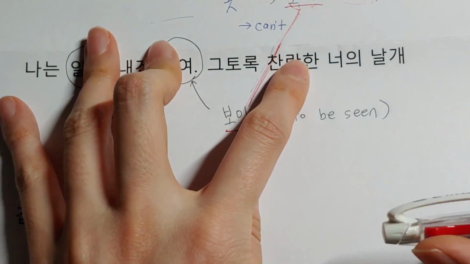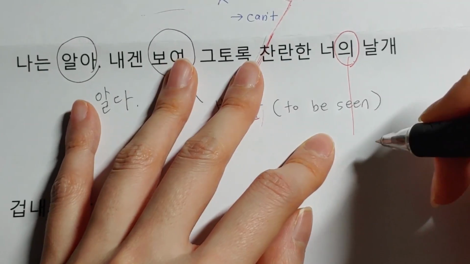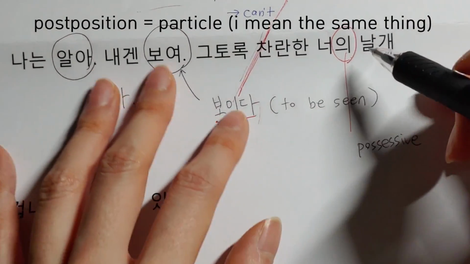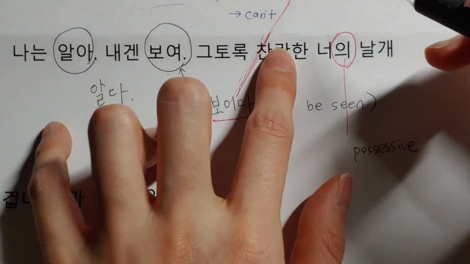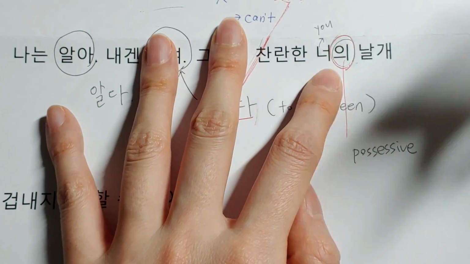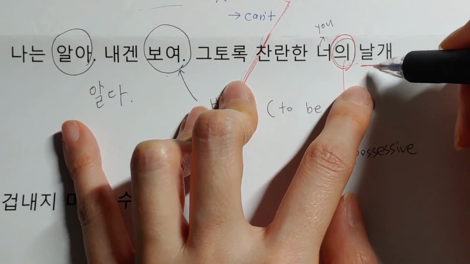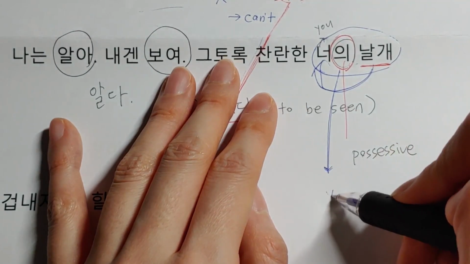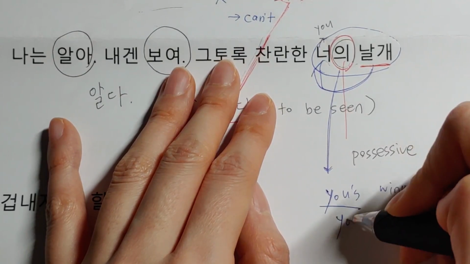And we're also going to look at this particle, 의. This is a possessive postposition. So this is used when indicating something's possession. So 너 means you, right? And it's used to indicate that the noun that follows is the preceding noun's possessive. So this word means your wing.